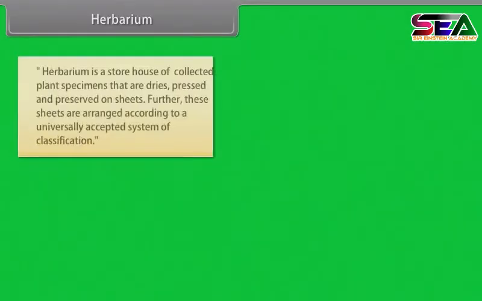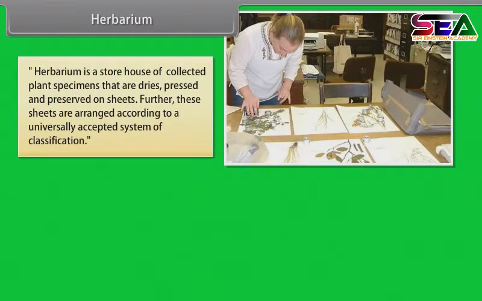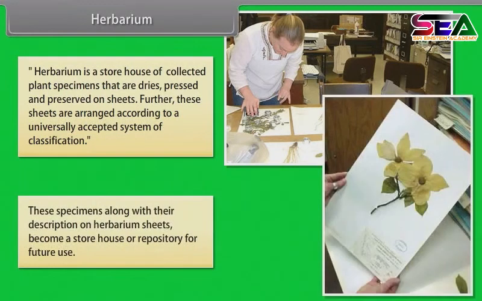Herbarium. Herbarium is a storehouse of collected plant specimens that are dried, pressed, and preserved on sheets. Further, these sheets are arranged according to a universally accepted system of classification. These specimens, along with their description on herbarium sheets, become a storehouse or repository for future use.